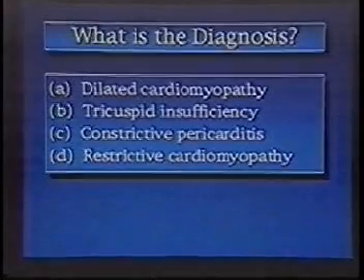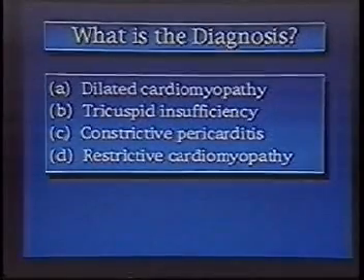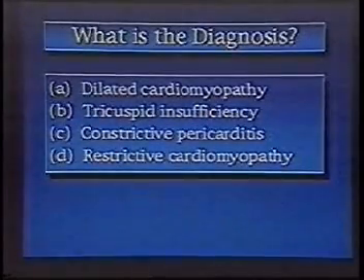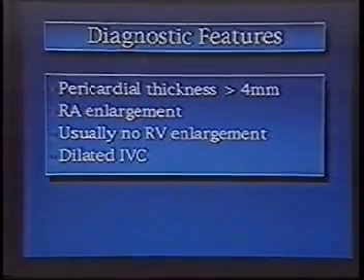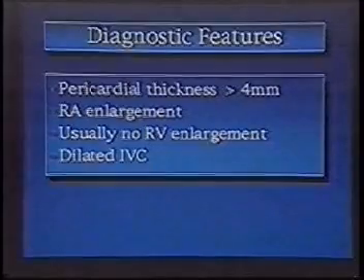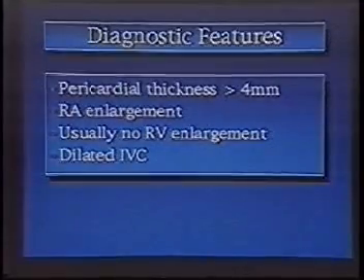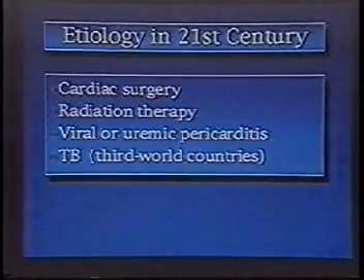So what is the diagnosis? Well, in this particular case, it's constrictive pericarditis with the pericardial thickening. Okay. Other than pericardial thickness, you may see ancillary findings such as right atrial enlargement. There's usually no RV enlargement. Usually the RV is narrow, and the IVC and hepatic veins can be markedly dilated.